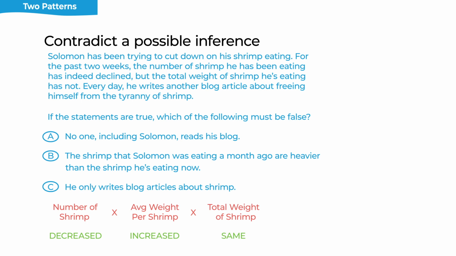C says that he only writes blog articles about shrimp. Can we infer that? Heavens no. We know he writes blog articles about shrimp, but he might write blog articles about other things as well.